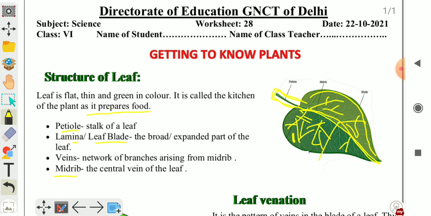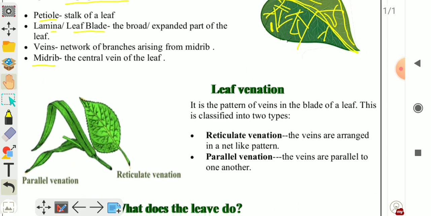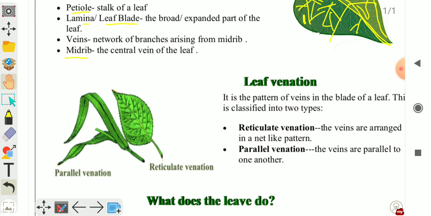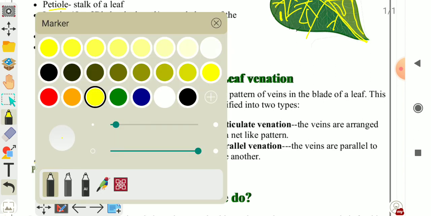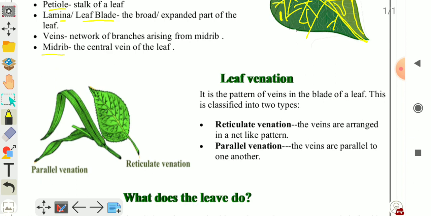Now leaf venation. Leaf venation क्या होता है बच्चों? It is the pattern of veins in the blade of a leaf. This is classified into two types. There are two types of venation. And what do you mean by venation? Venation means the pattern of veins in the blade of a leaf. Reticulate venation and parallel venation.